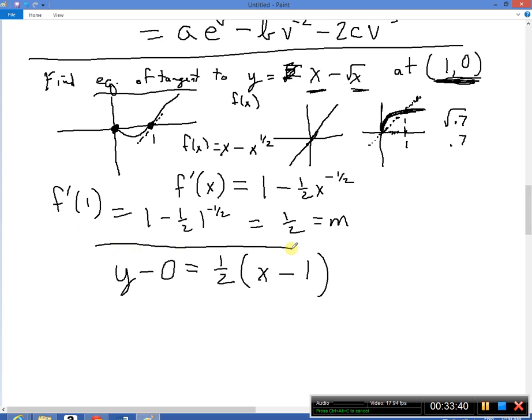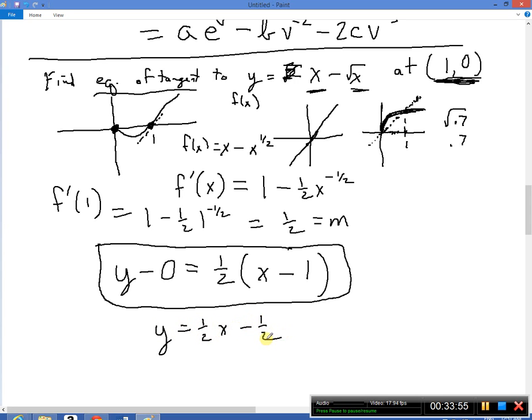Now, in some of these problems, it actually says put the answer in the y equals mx plus b form. Well, this one would be pretty easy. y equals 1/2 x minus a half. But as far as I'm concerned, I will ask you on an exam for the equation of the tangent line, and you can write that equation in any way you want. And so this is perfectly good.